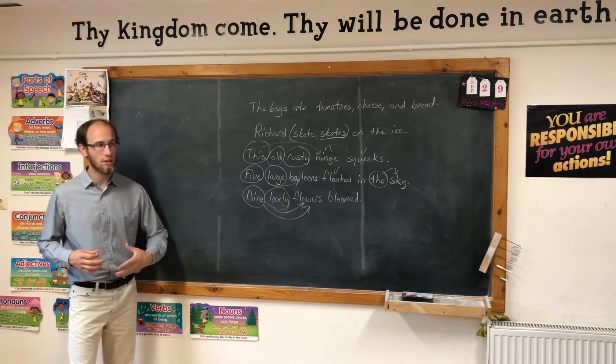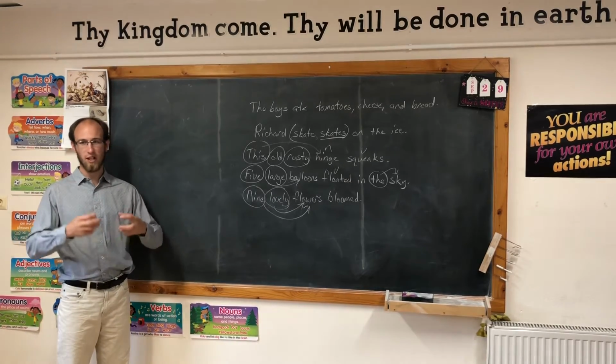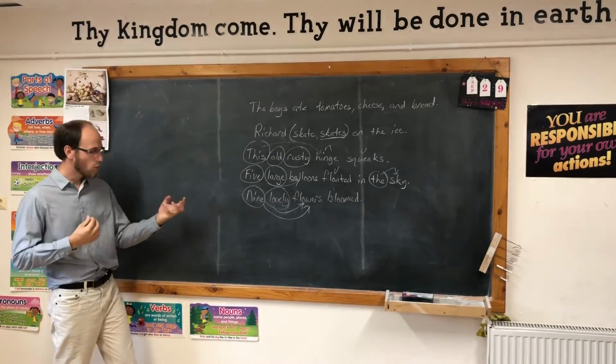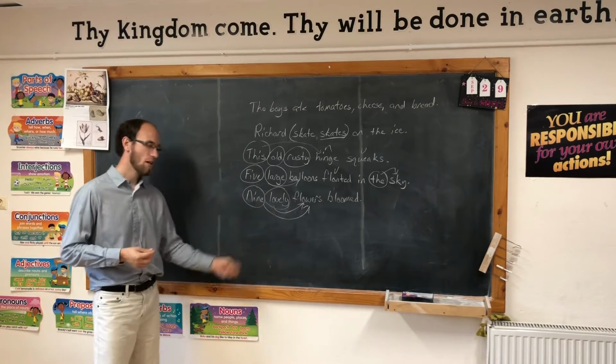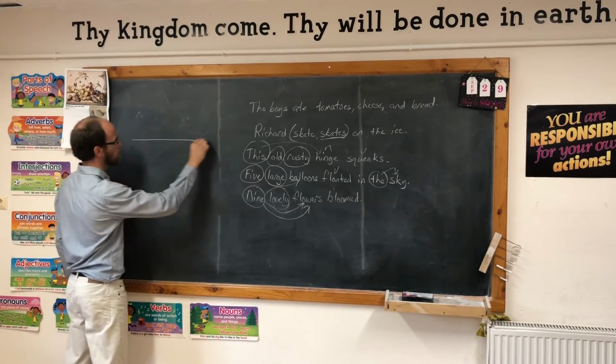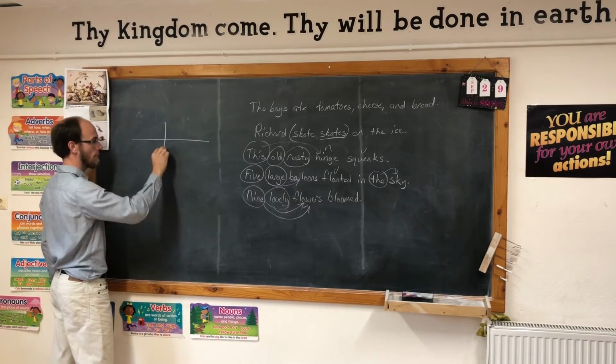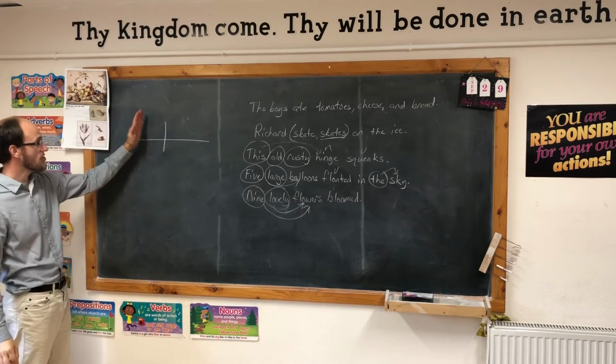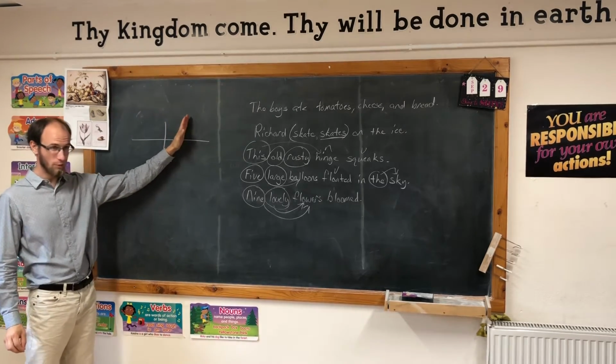Now, a diagram is kind of like an outline. It shows us what the words in the sentence are doing. And so we make it like this. We make a straight line, and then we put a line between. And here we're going to put the subject, and here we're going to put the verb on the diagram.